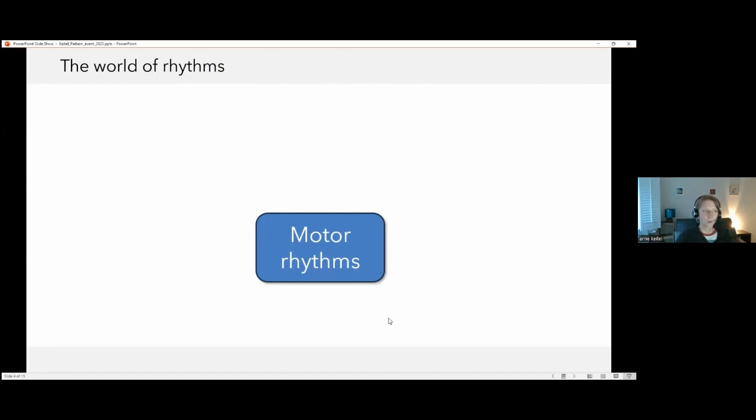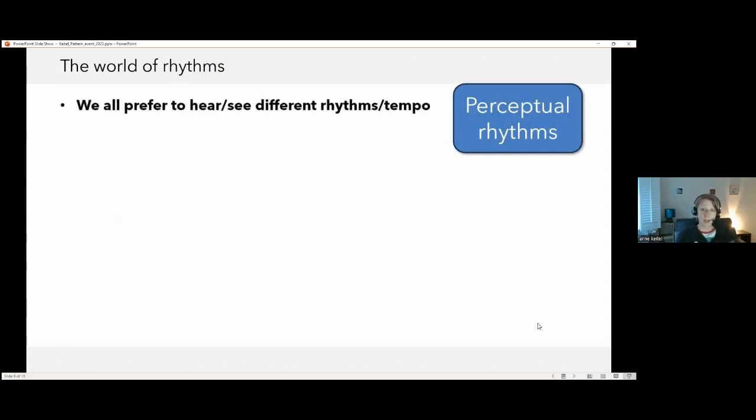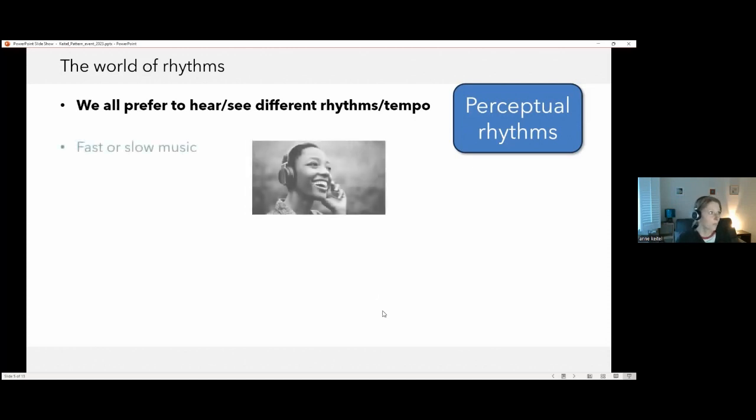And the next rhythm I would like to introduce to you is perceptual rhythms. So in perception, just as with our rhythmic motor behaviors, we all tend to prefer to hear or see different rhythms or things presented at a different tempo. One very good example is music. So although probably all of us, we have slow songs that we like, we have fast songs that we like, or in the middle. When you ask people what kind of music do you prefer, fast or slow, then we are able to give an answer. I like maybe slightly faster music, other people like slower music, and so on. So music is a good example.